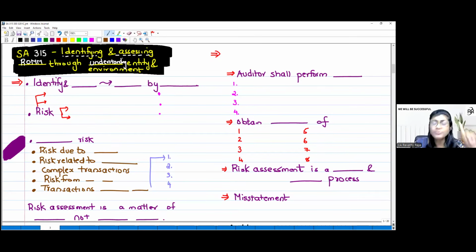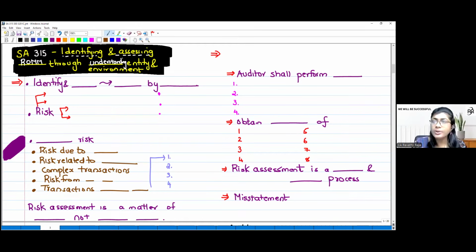So one more time, through SA 315, first learn the phrase: risk of material misstatement. What are you going to do? You identify and assess the risk of material misstatement, through understanding the entity and the environment. Environment means basically internal control.